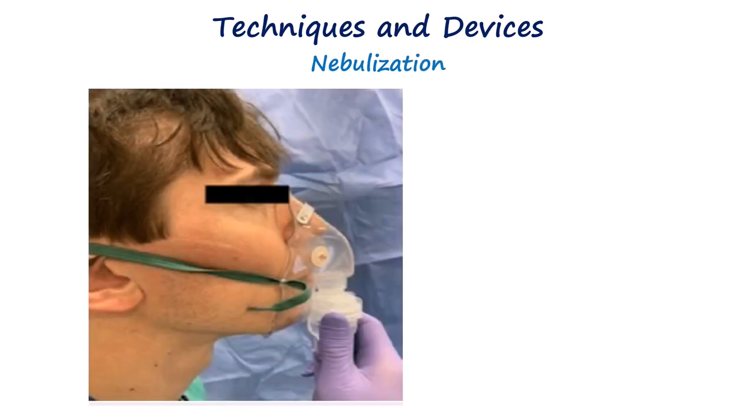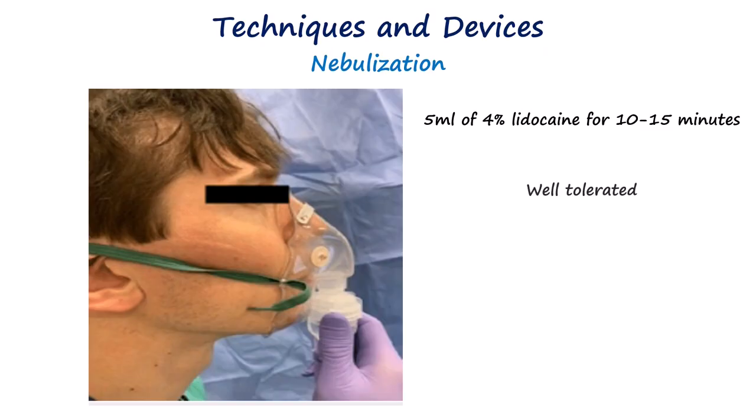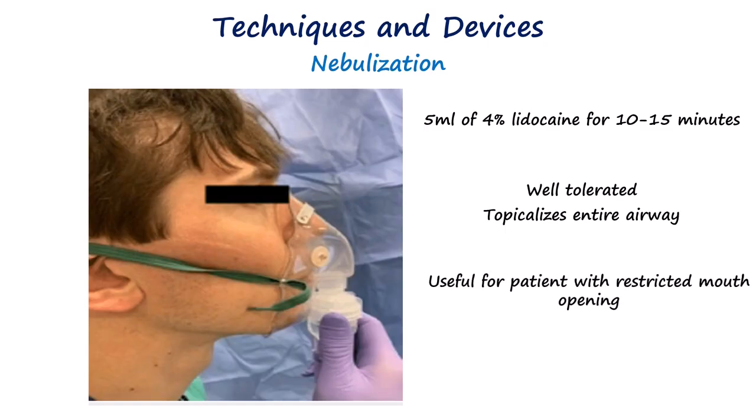We can also use nebulizer to deliver local anesthetics into the airway. About 5 ml of 4% lidocaine nebulization for 10 to 15 minutes does a very good job. It is also well tolerated and topicalizes the entire airway including the trachea. This method is especially useful for patients with restricted mouth opening since other devices like atomizer can't easily be used.